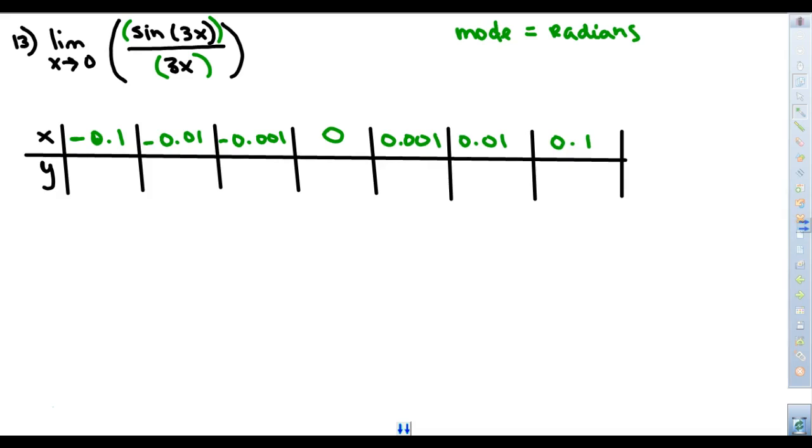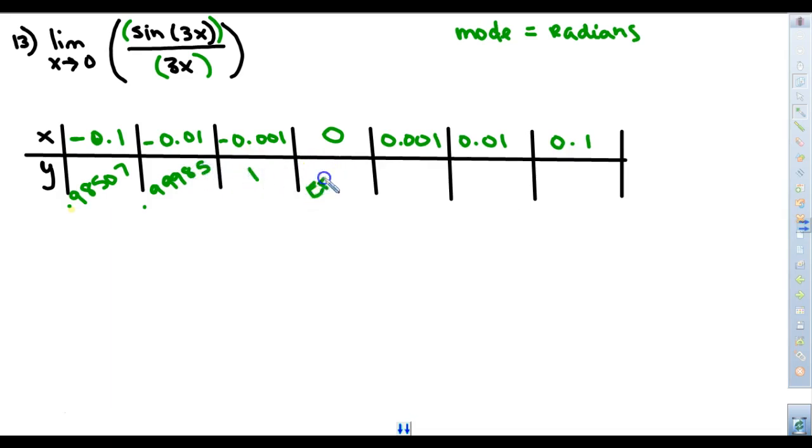Let's put these in. Negative 0.1, negative 0.01, negative 0.001, 0, 0.001, 0.01, and 0.1. Okay? And these are the values that I get. 0.98507. I'm sorry, that is not a 0.9, that is a 0.9. My bad. Hold up. Wait a minute. Oh, that's a highlighter. I don't want a highlighter. There we go. Alright, 0.99985.